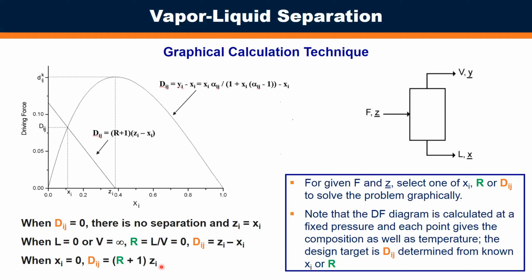The key thing in the steps that we use when we do this is for given feed information and composition, we specify either a liquid phase composition XI, a ratio of flows for the L over V, or the driving force, and we can solve it graphically. The key thing is that the driving force diagram here is calculated at fixed pressure, and each point represents composition and temperature. But we can do driving force diagrams for different pressures in order to get a richer representation of the system as well.